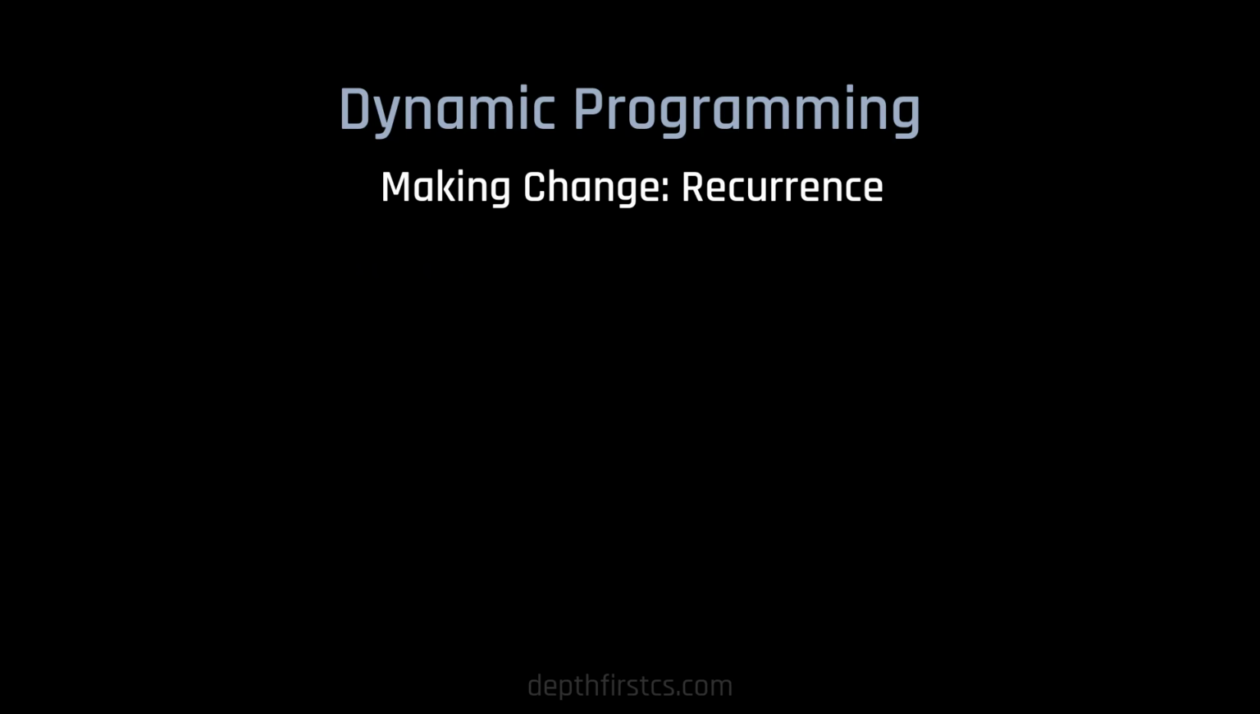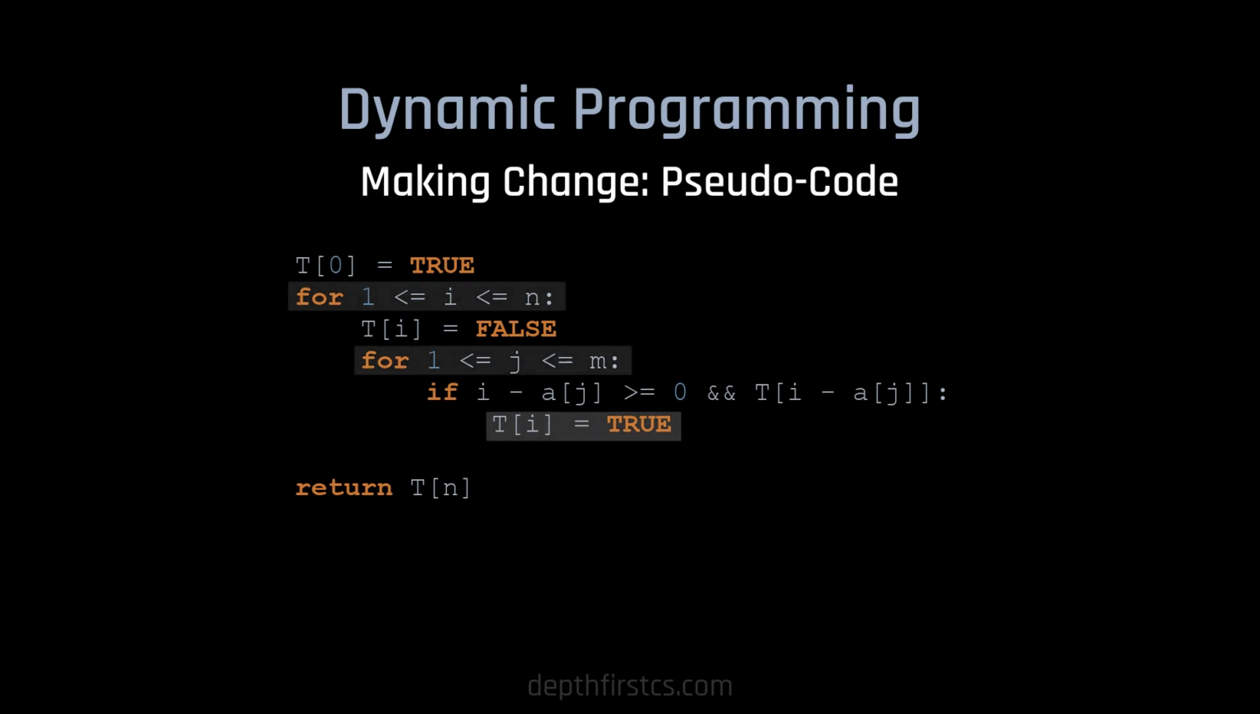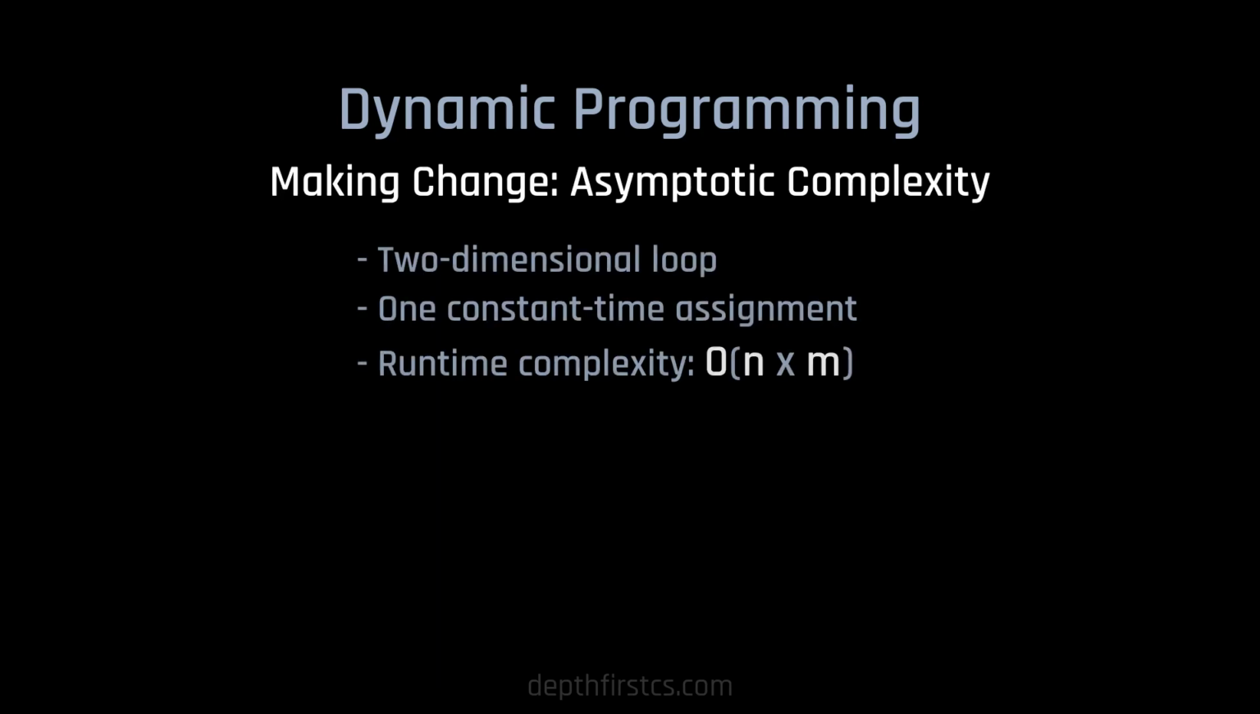Now we convert the recursion into pseudocode. When I is larger than 0, we assume T of I is false by default, and true only when it can append to another successful series from a previous subproblem. We have a single constant time assignment with a nested loop. Since n and m are independent, the big O notation is written as O of n times m.